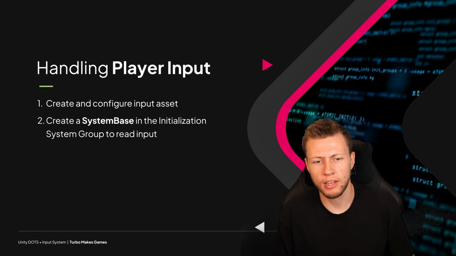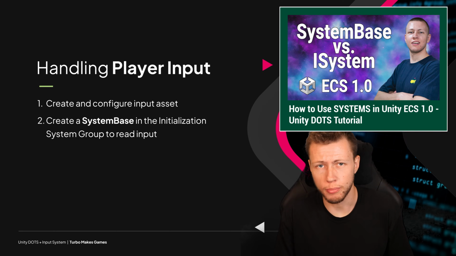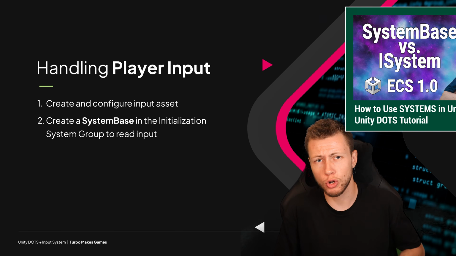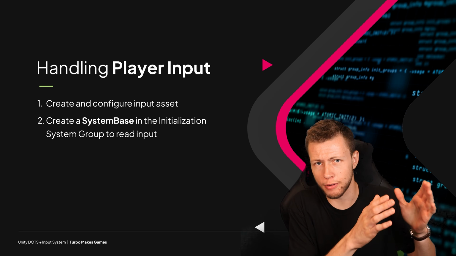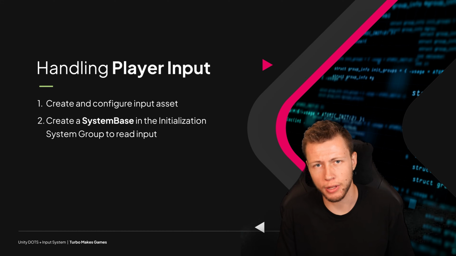Next is when we get into some of the Dots specific stuff. We're going to create a SystemBase system, which is going to read our input. We're going to put this SystemBase in the initialization system group, which is the first step of the ECS player loop. That way it's going to happen before all of our gameplay systems.